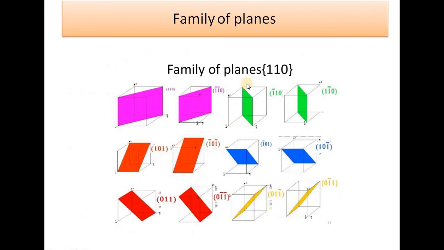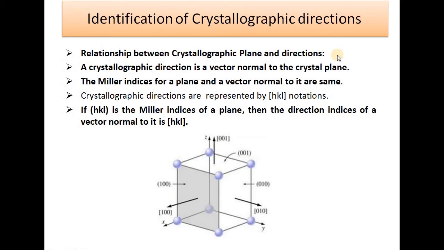Now we can see here a family of planes having Miller indices 110, enclosed in curly brackets. It is showing a number of planes having Miller indices 110 in various orders and in which the signs of these Miller indices have been changed. So we are getting a set of planes, which is a family of planes, which can be shown by this notation 110 enclosed in curly brackets.